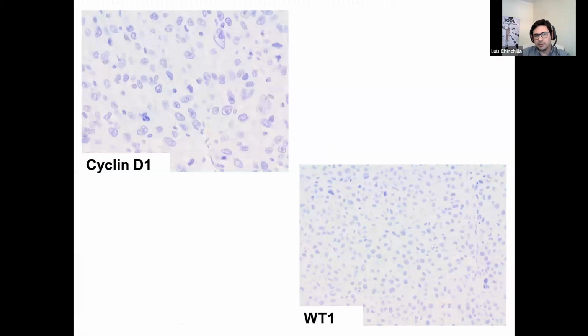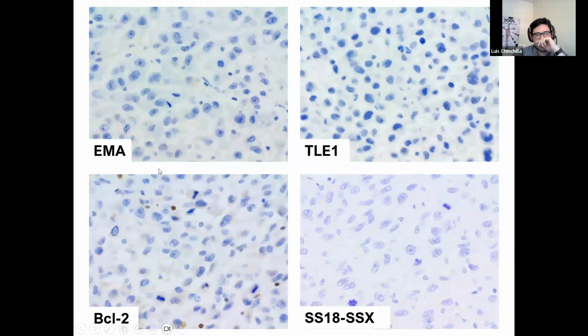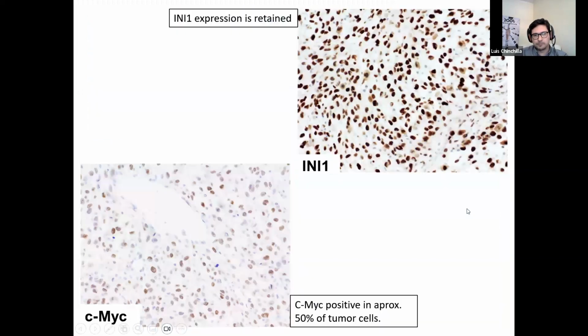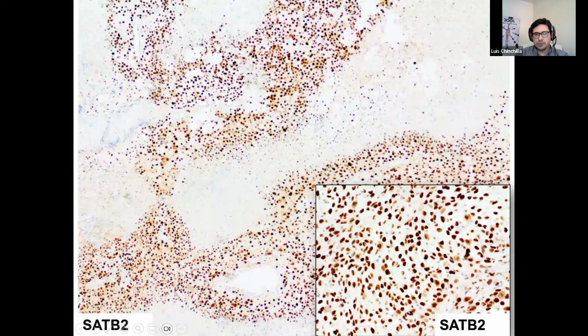Cyclin D1 and WT1 were both negative. EMA, TLE1, BCL2, and SS18-SSX were also negative. INI1 was preserved or retained in this tumor, and MYC was positive in approximately 50% of tumor cells. And finally, SATB2 showed diffuse and strong positivity in tumor cells.